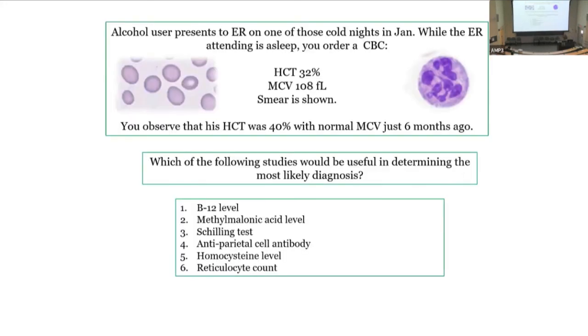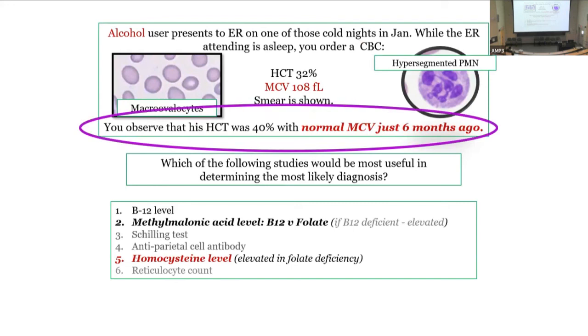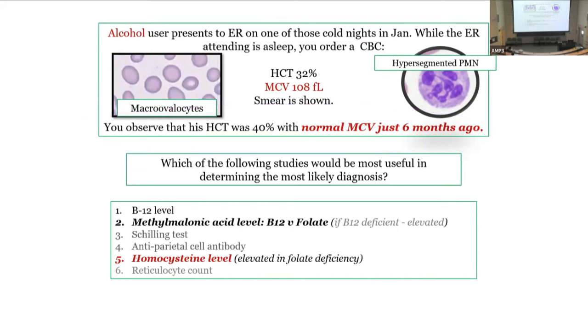All right, lastly, and this is coming back to that diagnostic testing we talked about. Here's the alcohol user, presents to the ER. You order a CBC, the hematocrit 32, MCV is large. You notice the hematocrit was a normal 6 months ago. So that's the language of folate deficiency, right? They gave you hypersegmented PMNs, macroovalocytes. So we know the patient has folate deficiency, and they're just asking how you diagnose it.